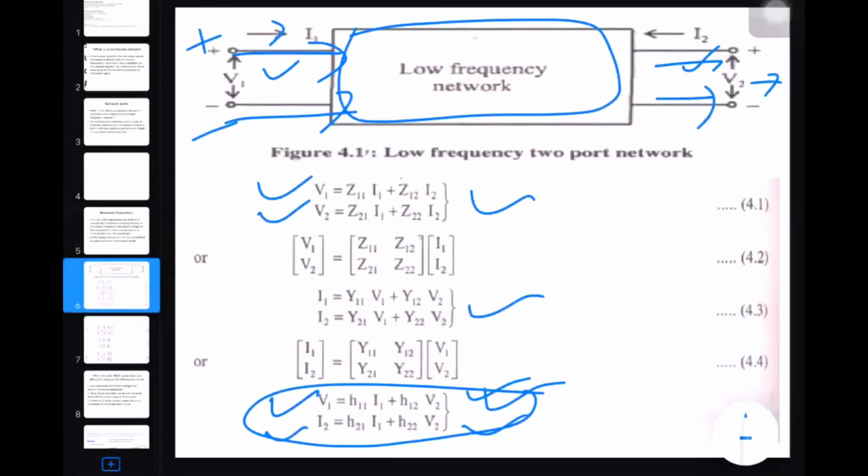So like this, we'll be able to analyze the low frequency circuit, because the frequency is limited and the voltage and current measuring devices are available for the low frequency range.